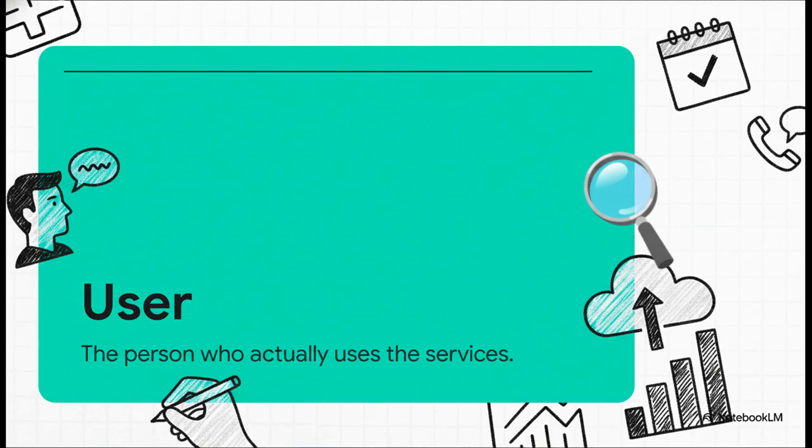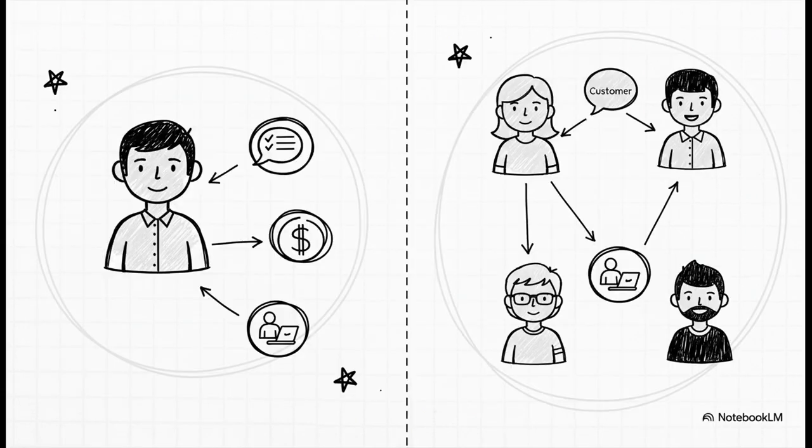And finally, we have the user. These are the people with their boots on the ground, the ones actually using the service day in and day out. For our CRM, this is the entire sales team. They're the ones logging calls, updating deals, and running reports. They didn't define the big picture goals or pay for it, but they're the ones interacting with the service every single day.